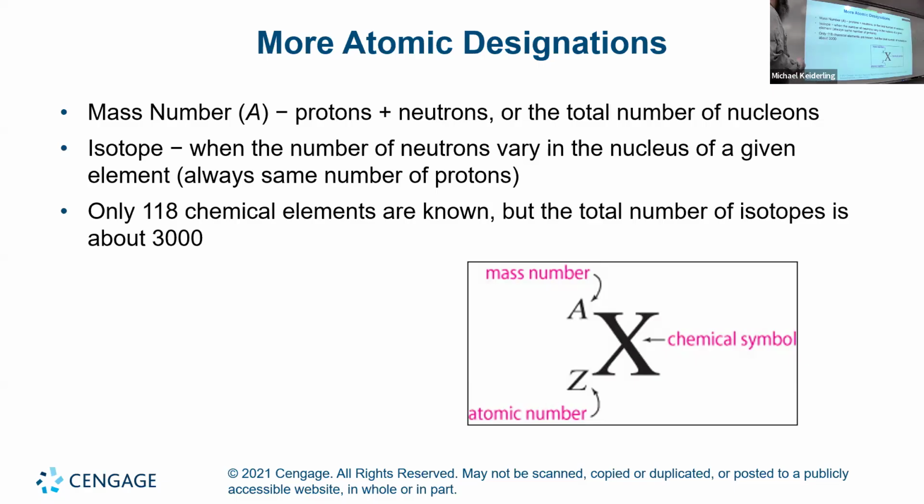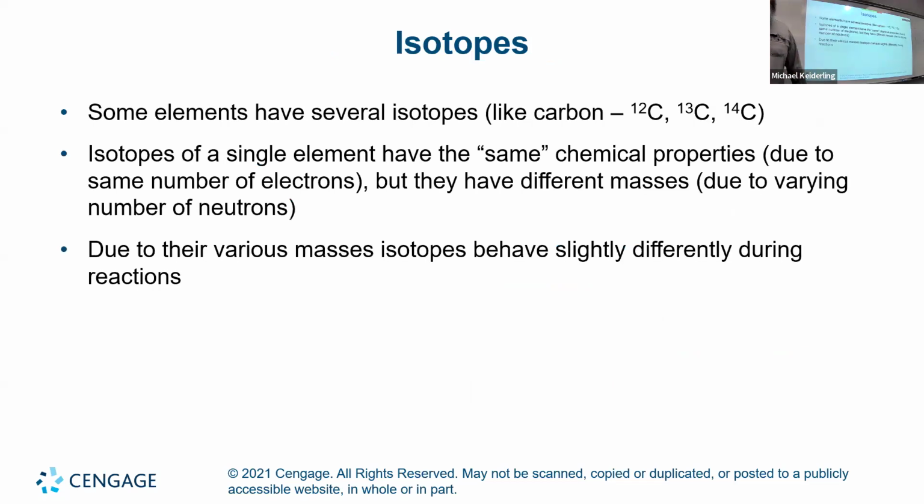The total number of isotopes is about 3,000. Because there's a lot of things where you can have one or more. Like, when I did my research, I was looking at what happened when you change the amount of helium-3 in solid helium. Because helium-3 is a lighter isotope of helium. Normal helium is helium-4. Some elements have several isotopes, like carbon-12, carbon-13, and carbon-14. So the carbon in your body is mostly carbon-12. It has a bit of carbon-13 and a bit of carbon-14 in it.